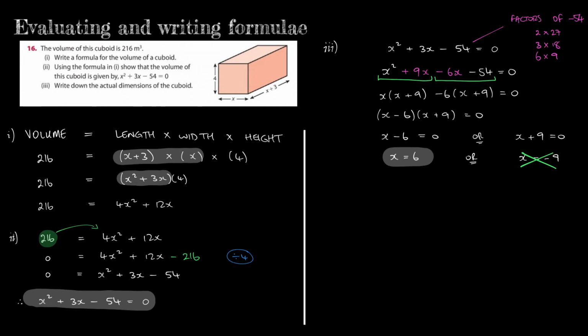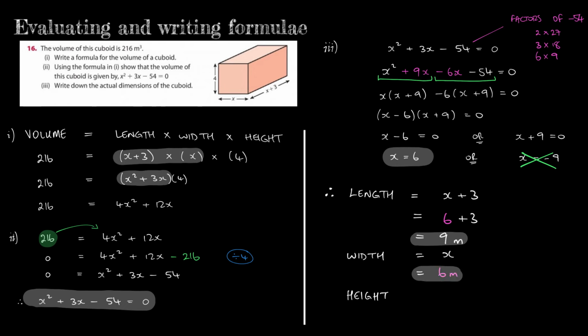So what I can do there is I can find the length, the width, and the height, and that's very, very easy. The length is going to be x plus 3. X plus 3 will be 6 plus 3. 6 plus 3 will give you 9. The width in this case is obviously x, and x is equal to 6, and the height in this case is 4. And that's all that question was asking you. Okay.